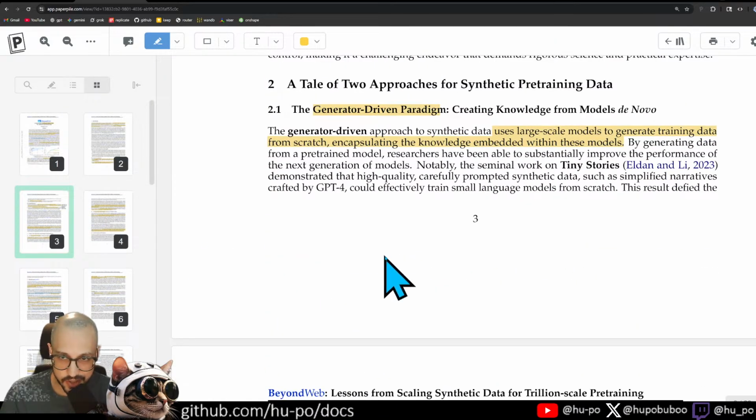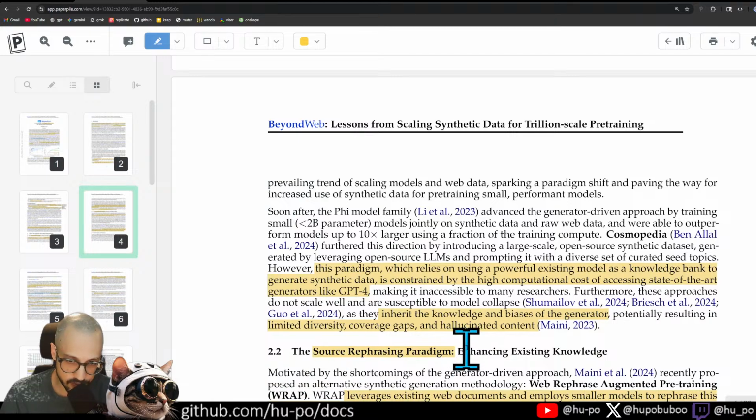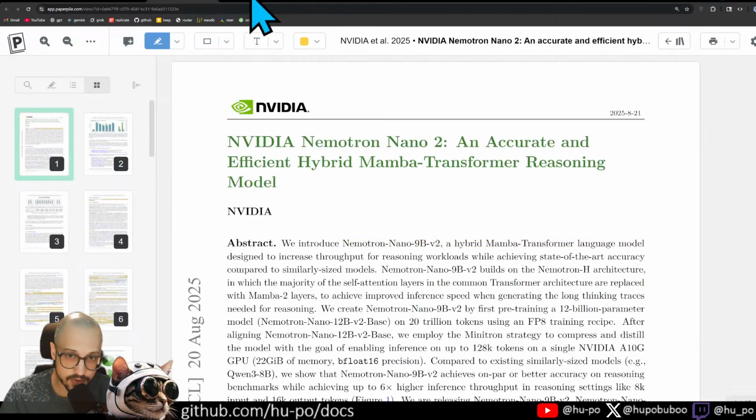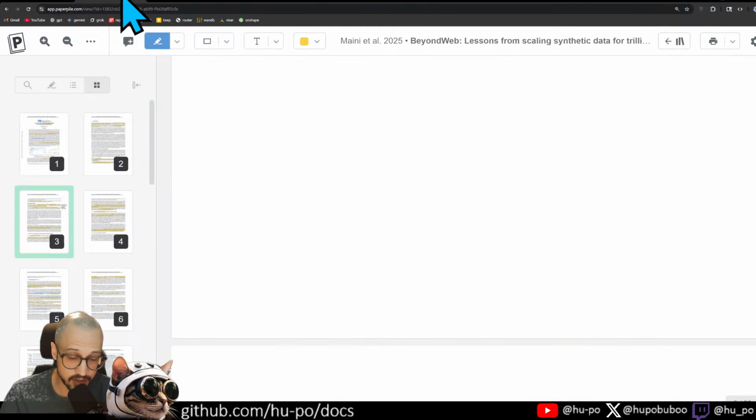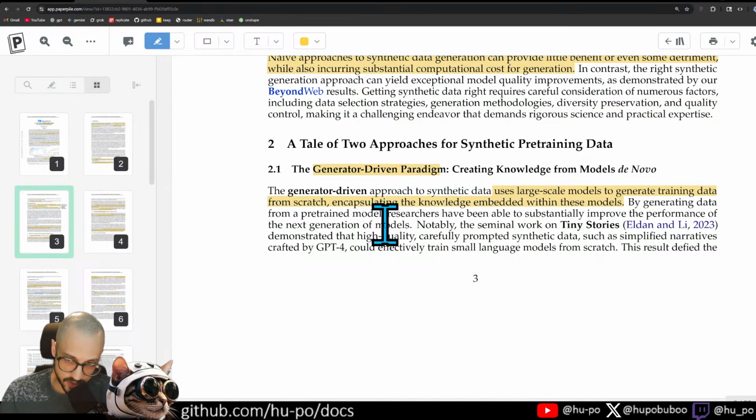Okay. Generator-driven paradigm, a tale of two approaches, two main approaches for generating synthetic data here: generator-driven and source rephrasing. Both of these are constrained to text, so this entire paper is constrained to text. But we'll expand into a couple other modalities later to show how this could be applied more broadly. The generator-driven paradigm is when you use large-scale models to generate training data from scratch, encapsulating the knowledge embedded within these models. And this one just feels like the most sketchy to me because you're really just at the mercy of the hallucination.